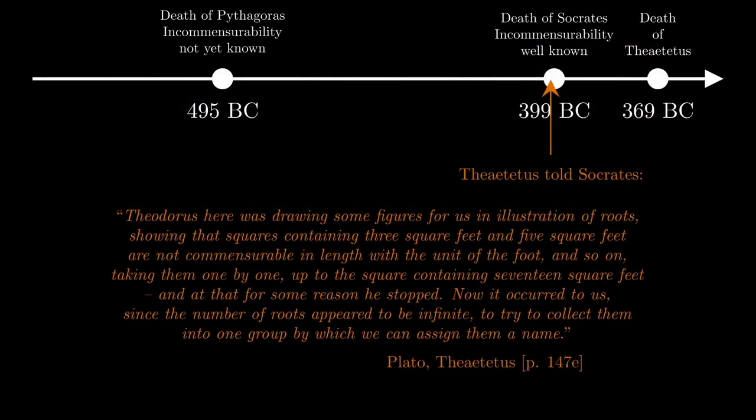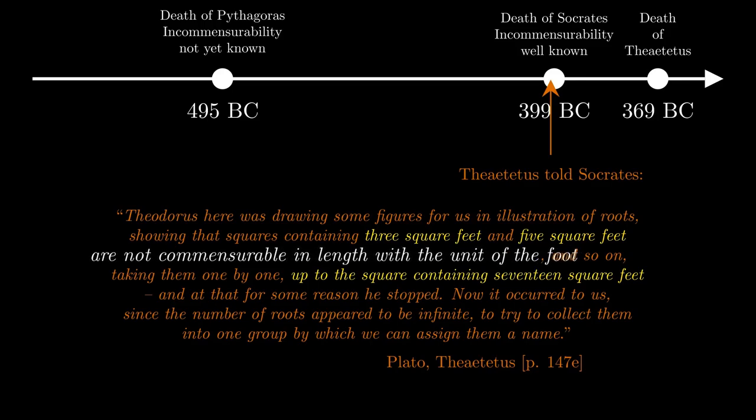What can this passage tell us about the state of knowledge of ancient Greek mathematics at about 400 BC? On one hand, since Theodorus had to demonstrate the irrationality of the square roots of 3, 5, etc. one by one, this means that a general proof was probably not available, although Theaetetus and his fellow students could see or somehow infer that there are in fact infinitely many such irrational roots.